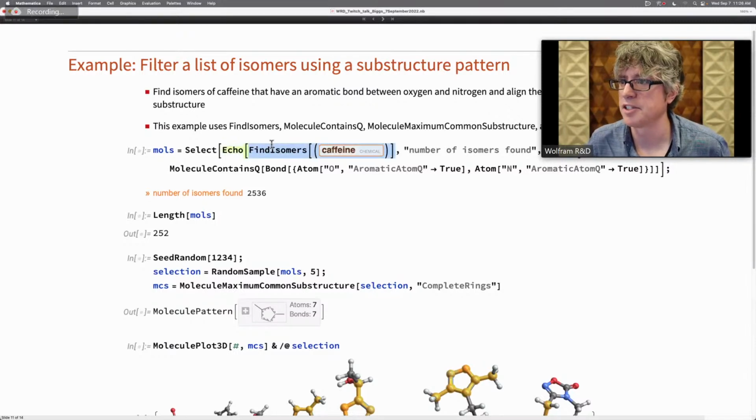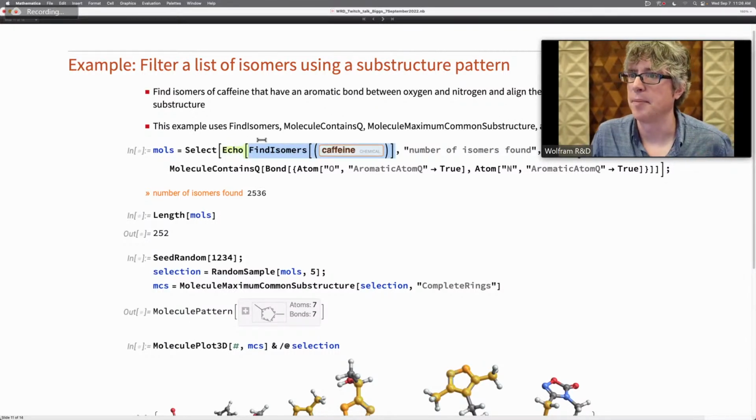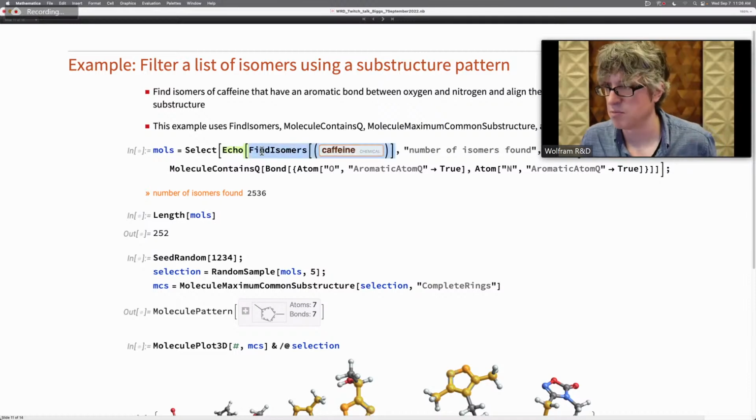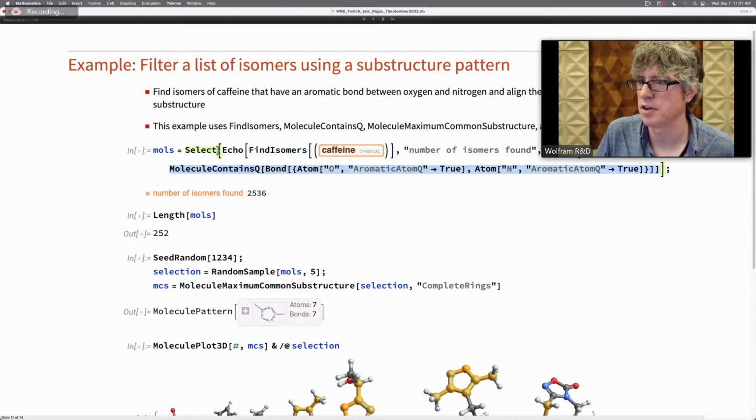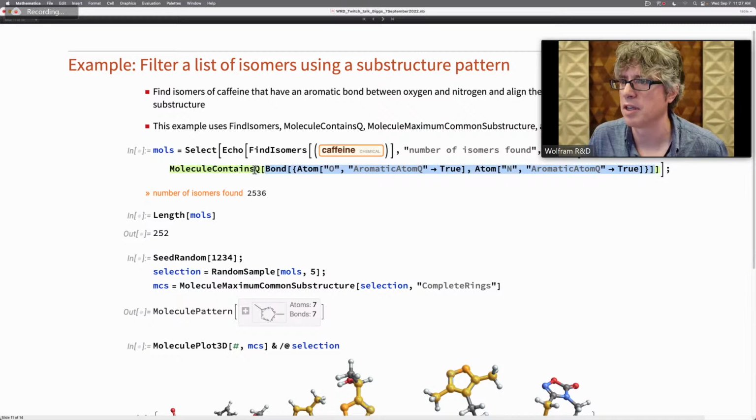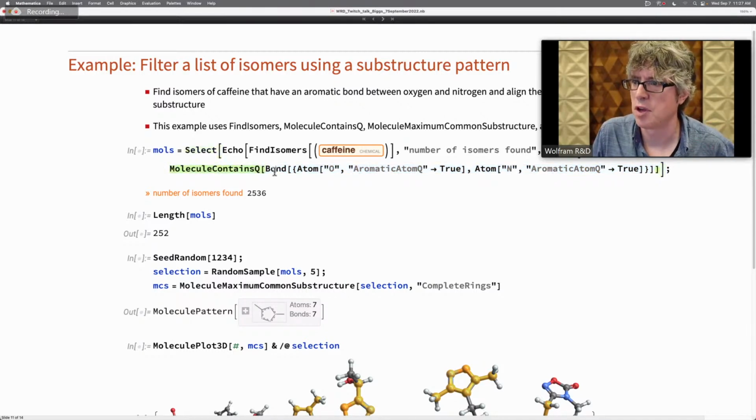So we're going to find isomers of caffeine, and when it comes back, we echo the number of isomers that it found, which is 2,500, and then we're going to select from those the ones that contain. So the second argument to select here is MoleculeContainsQ, and MoleculeContainsQ has one argument, which means it's being used in the operator form, right? So MoleculeContainsQ of a bond between an aromatic oxygen and an aromatic nitrogen.